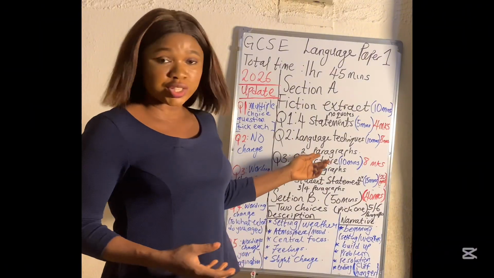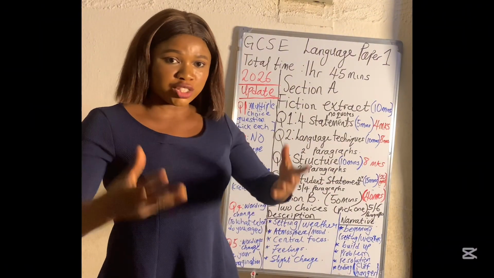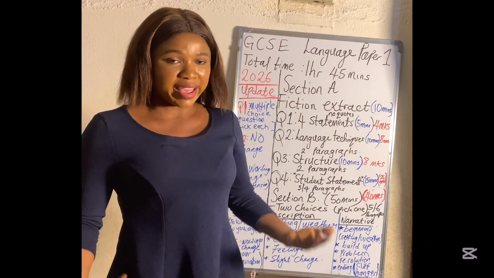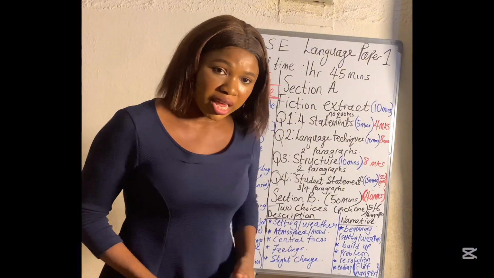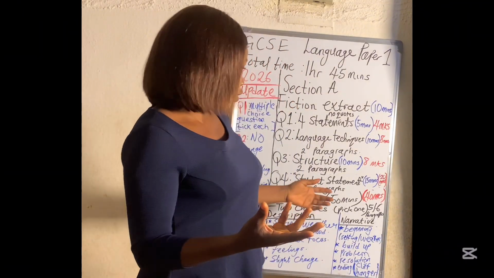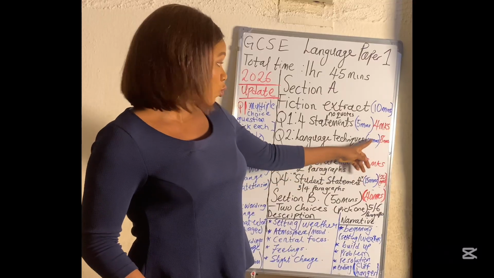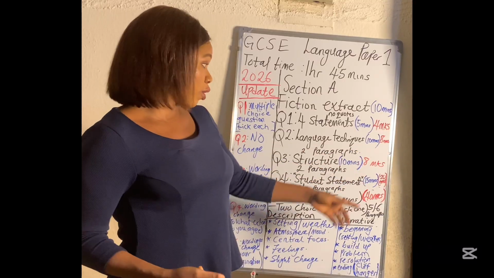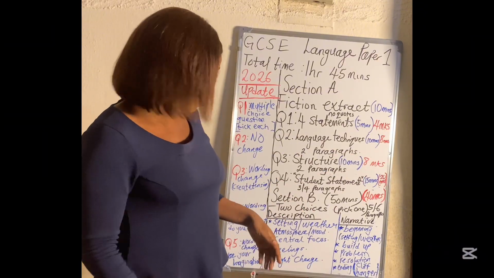Question 3 is a structural question, the language structure question, quite different from language techniques. It is structure. We're talking about you dividing the passage into 3: the start, the middle, and then the end. How did it start? How did it begin? How did it end? My suggestion is to spend 10 minutes on this question. It has the same marks as question 2, 8 marks, and you are asked to write 2 paragraphs. So you can use 5 minutes for the first paragraph and 5 minutes for the second paragraph.